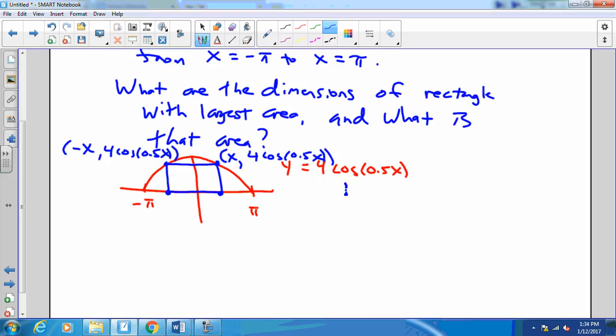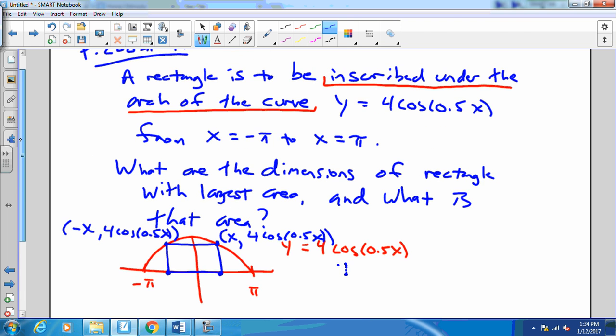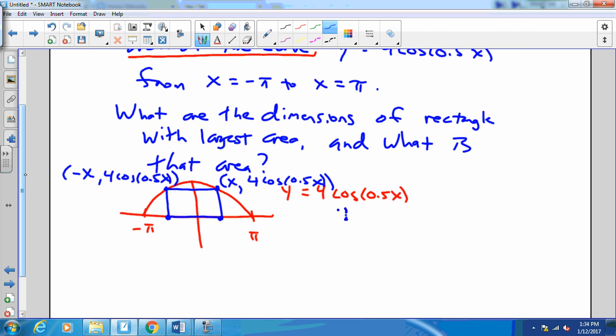So to be inscribed under the curve means that the vertices are going to be on the curve, which means that they are going to have coordinates x comma y, where y is defined by the bounding curve. Now, the rest of it's pretty straightforward.